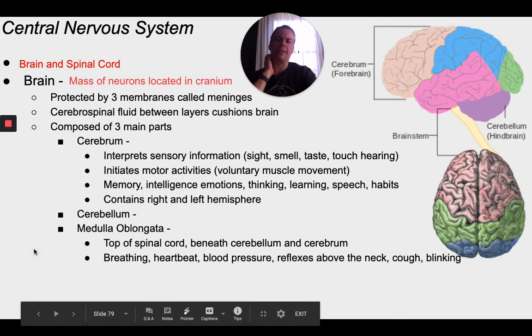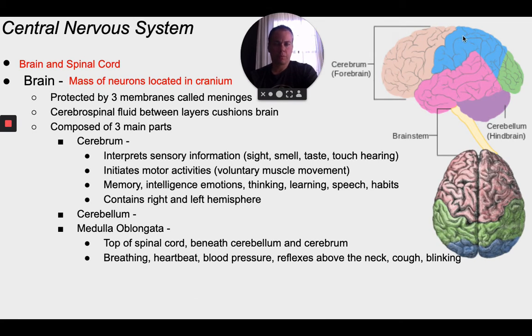The brain itself is a collection of neurons protected by the cranium, the skull. Surrounding the brain are membranes called the meninges, and they have fluid between them to help cushion the brain. It's called the cerebrospinal fluid. Meningitis is a disease where there's an infection within these layers surrounding the brain, which can lead to swelling and problems.